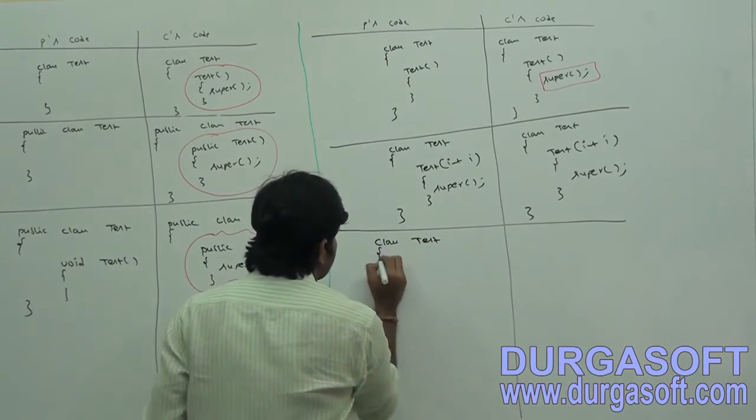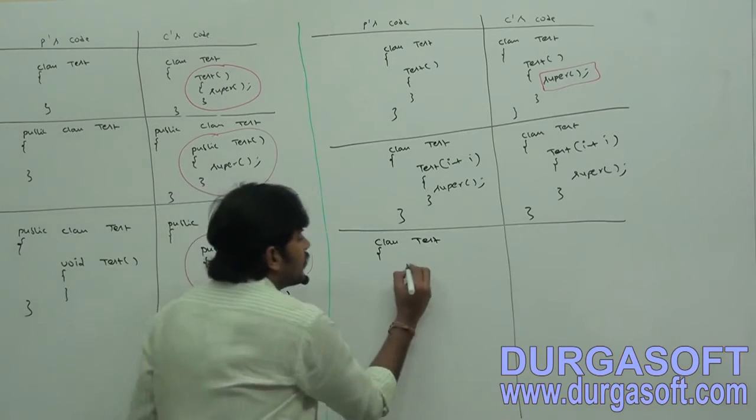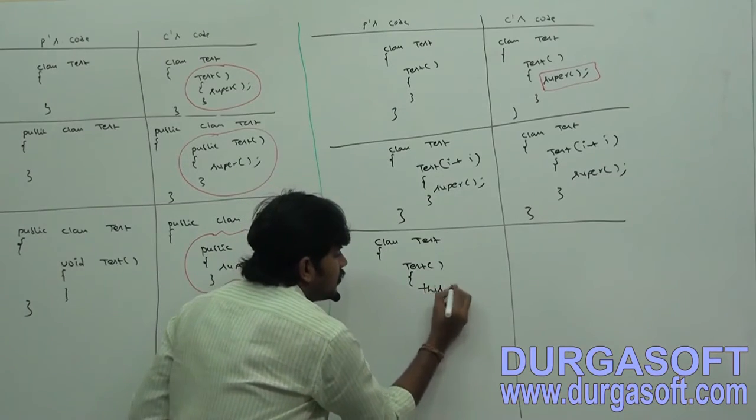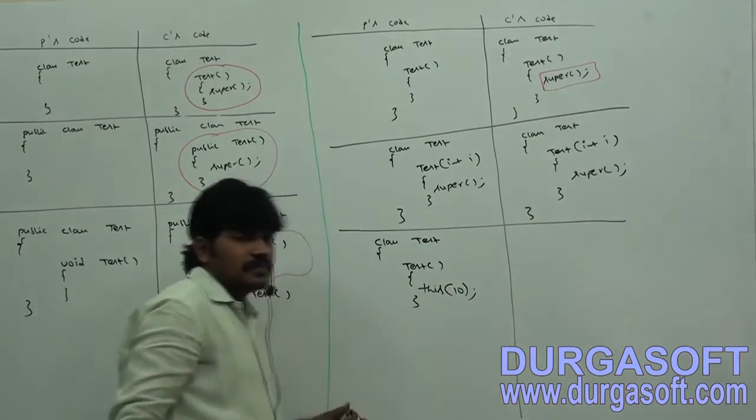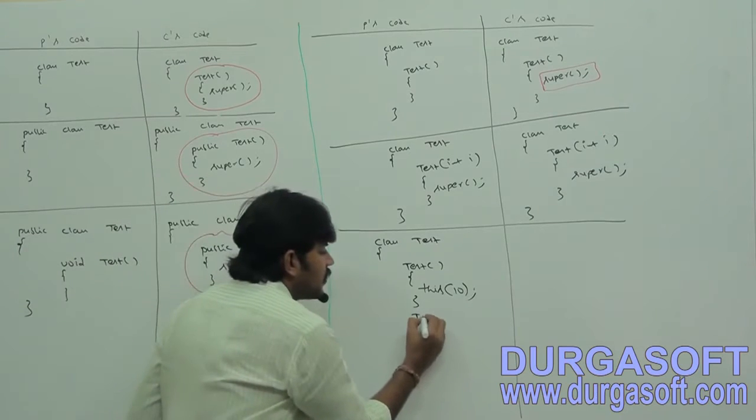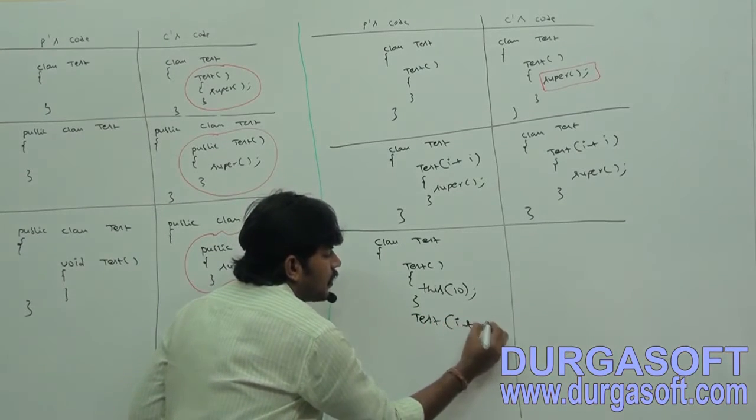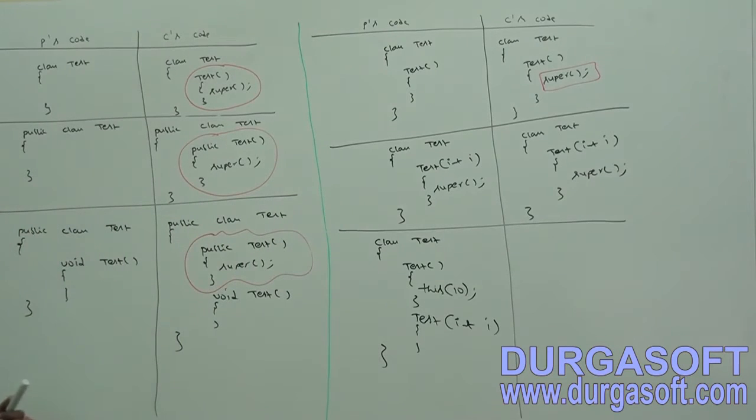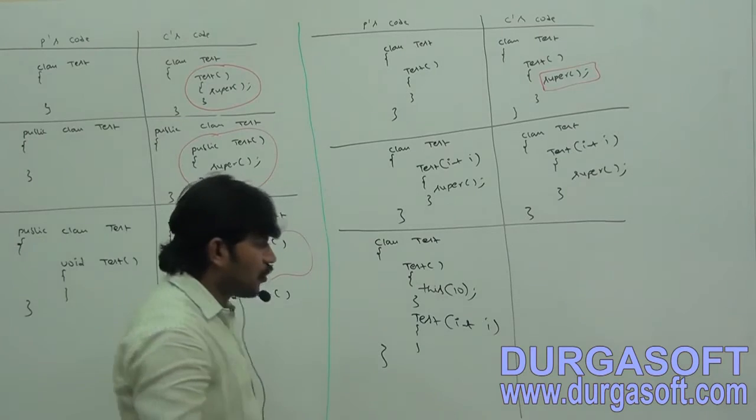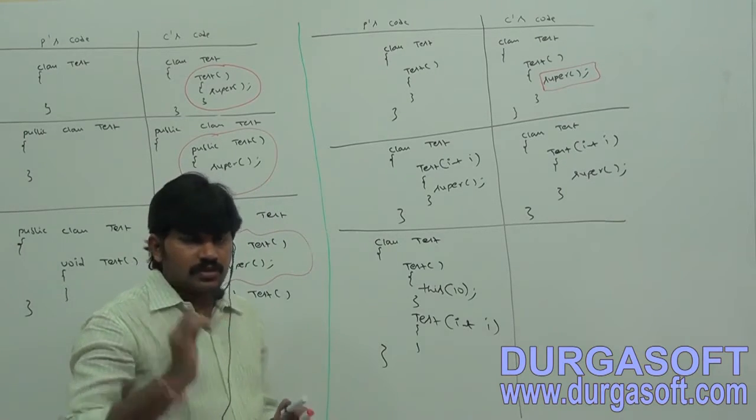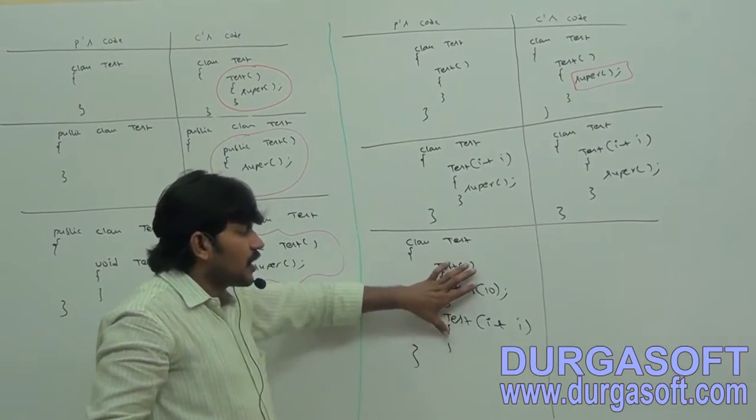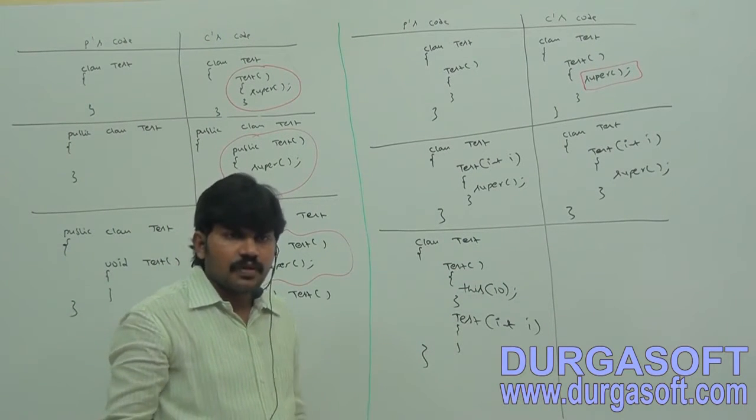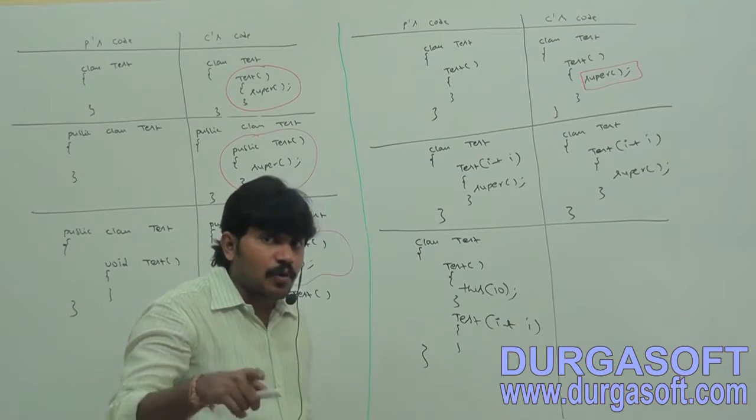Class test. Within that, I am taking this of 10. Next, test of int I, like this. Can you tell, in this example, whether the compiler will generate some code or not? First thing, did the programmer write a constructor or not? Yes. So it is not required to generate a default constructor. Whether the programmer wrote the constructor properly or not?